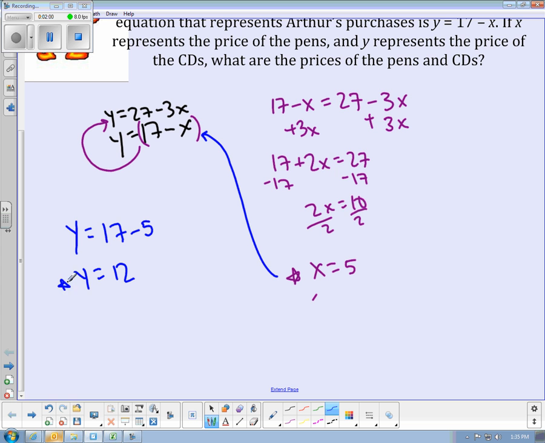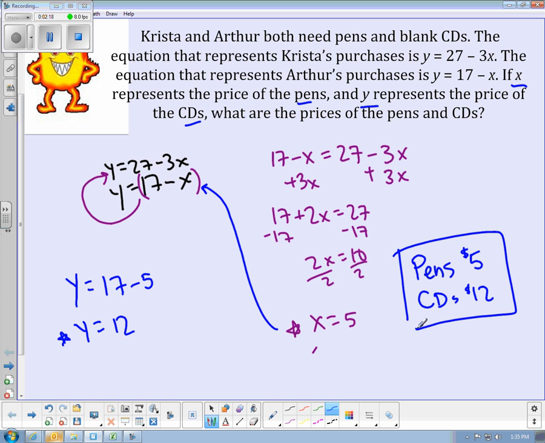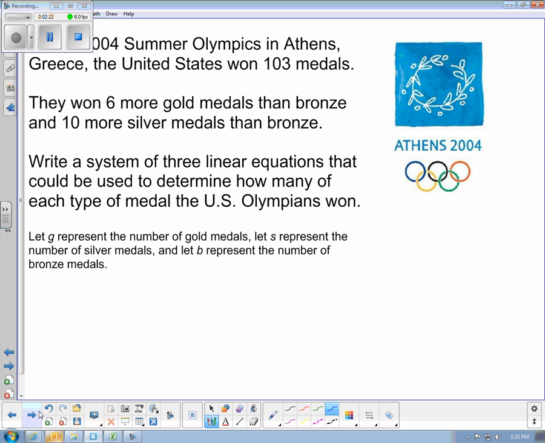Now, half the battle is just figuring out what these two solutions represent. So up in the original question, it told us that x was the price of pens and y was the price of CDs. So that means pens are $5 and CDs are 12 bucks. All right. So that's a system of two equations with only two variables. Now what happens when we have systems of three equations? We got a whole different ball game here.